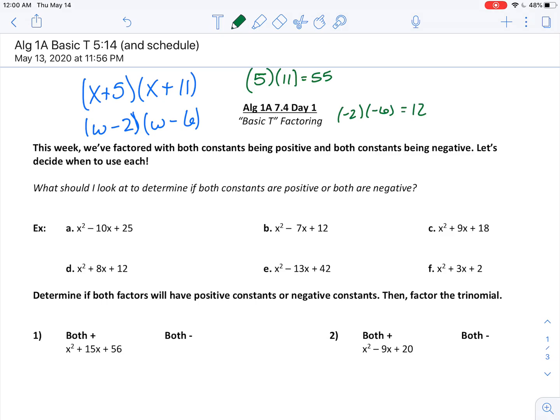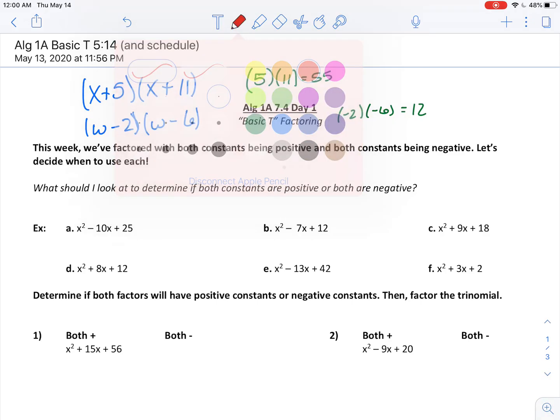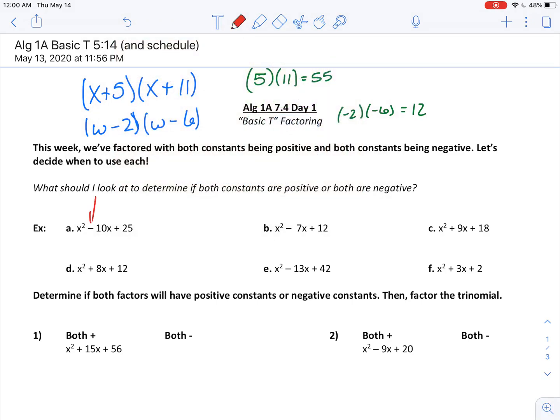Then what we're going to look at is this middle term, this middle sign. We're going to say, is that middle term positive or negative? And that's what's going to tell me if both of my binomials will be adding or subtracting for this week. So let's try a few. Again, we're looking at just this middle term for today.